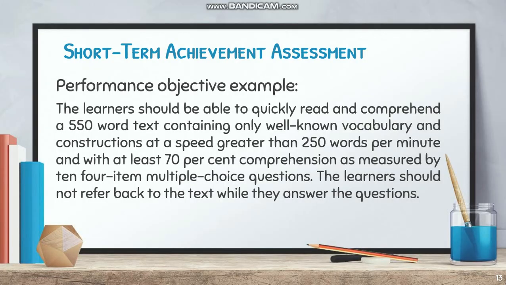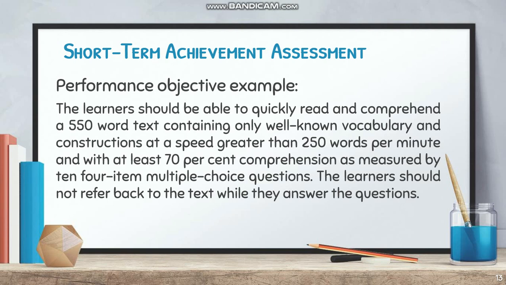Here is an example of a performance objective. For example, the learner should be able to quickly read and comprehend a 550-word text containing only well-known vocabulary and constructions at a speed greater than 250 words per minute and with at least 70% comprehension as measured by 10 4-item multiple choice questions. The learner should not refer back to the text while they answer the questions.